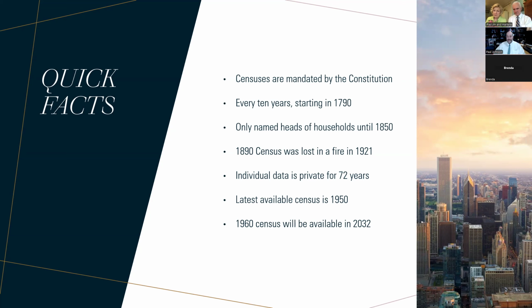By law, the individual data in the census is private and unable to be seen for 72 years. You can still see counts by county and things like that, but you can't actually see individual data for 72 years. So the last census that we have available is from 1950. If you're looking for the 1960 census, you'll have to wait till 2032. Wow. So it means I won't be able to find myself in a census for quite a while, for another 20 years or so.